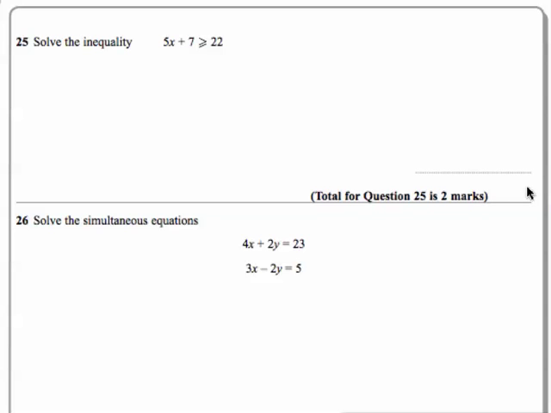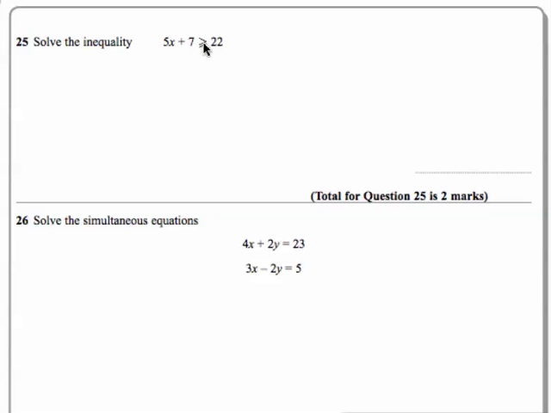Okay, the last two questions. Let's have a look. 5x plus 7, this is an inequality. It's what we call an inequality. And we solve these in the same way that we solve just normal equations. So don't let this sign here worry you.